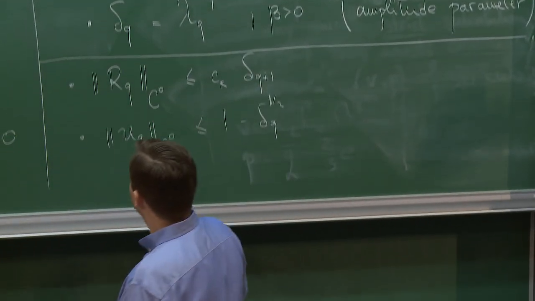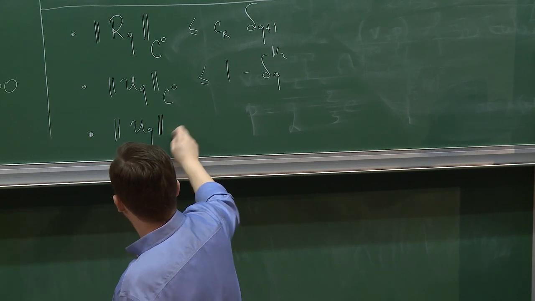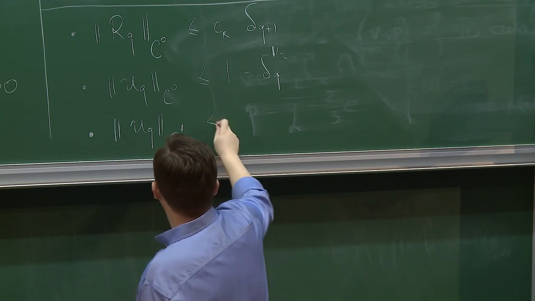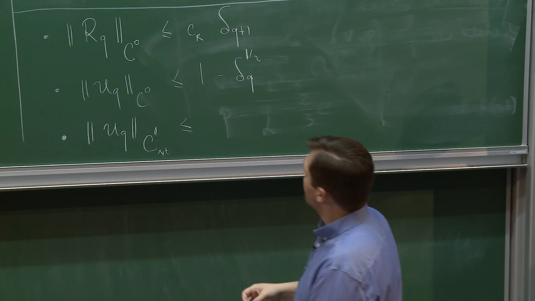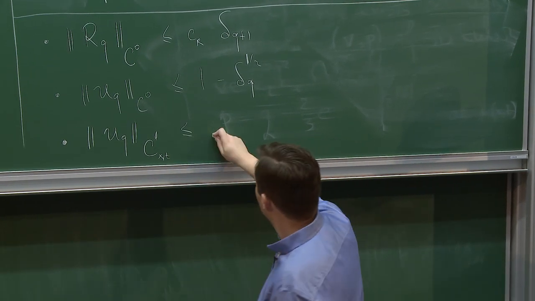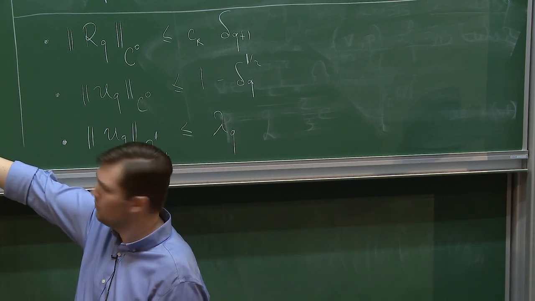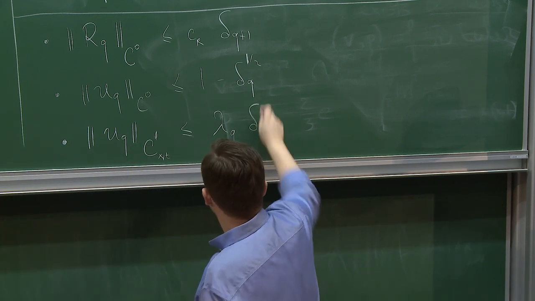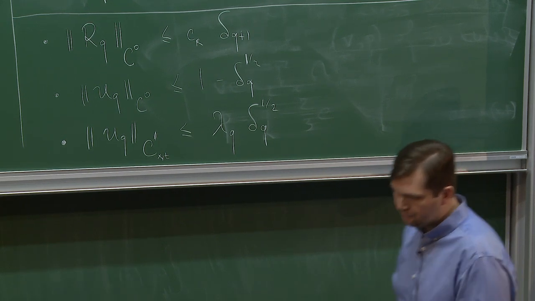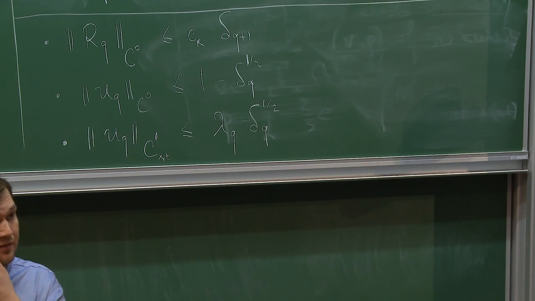So what we will do is we will say that u_q in C1, in space and time, is going to be less than what? Well, a derivative should cost lambda_q. And the amplitude should be somehow square root of this. So okay, these are part of the inductive things.